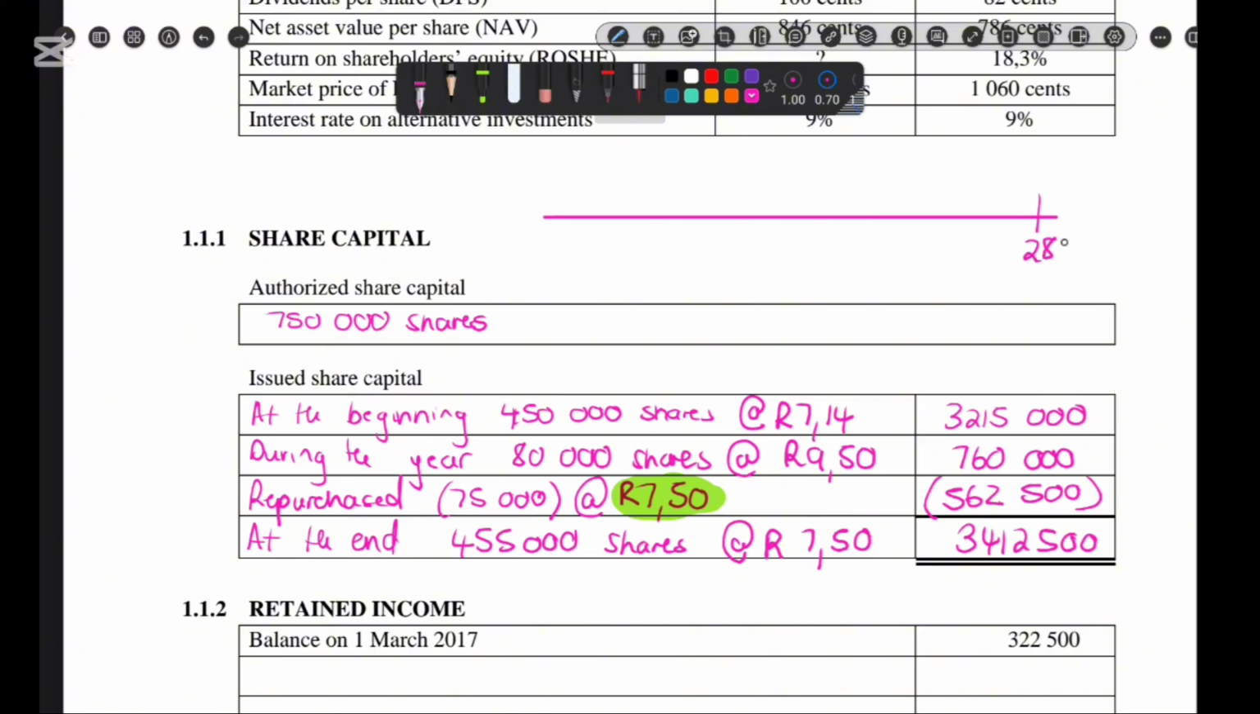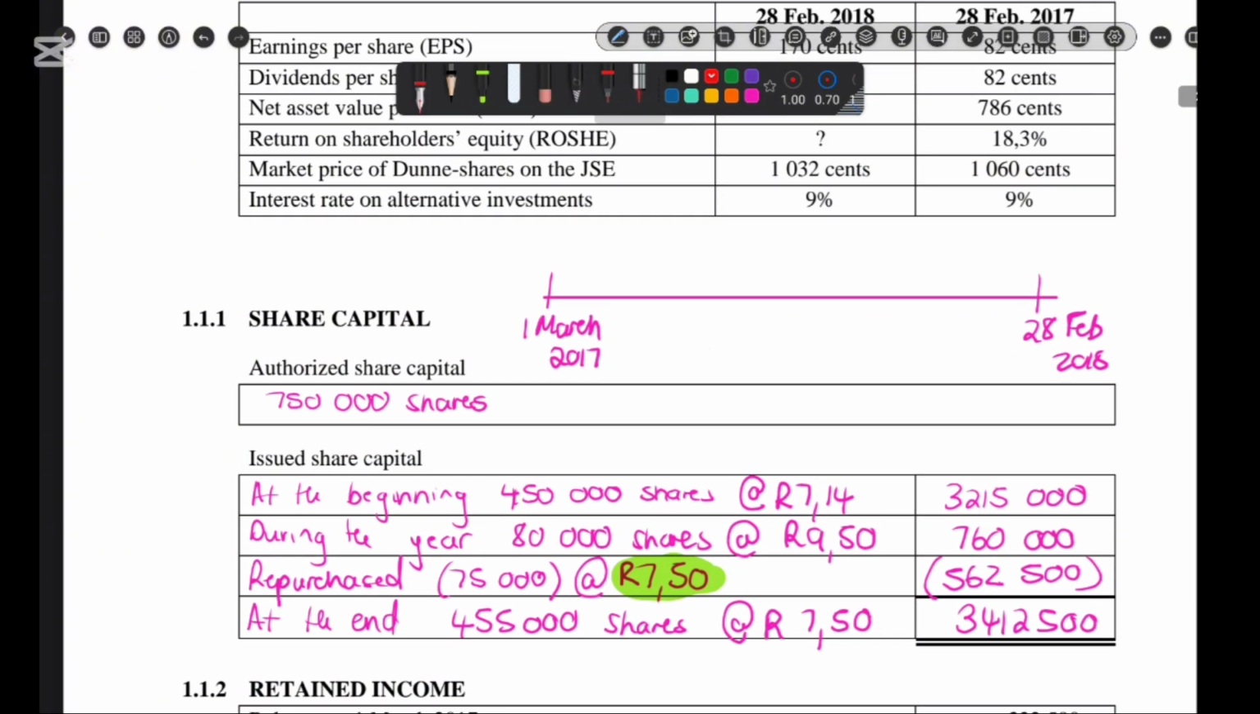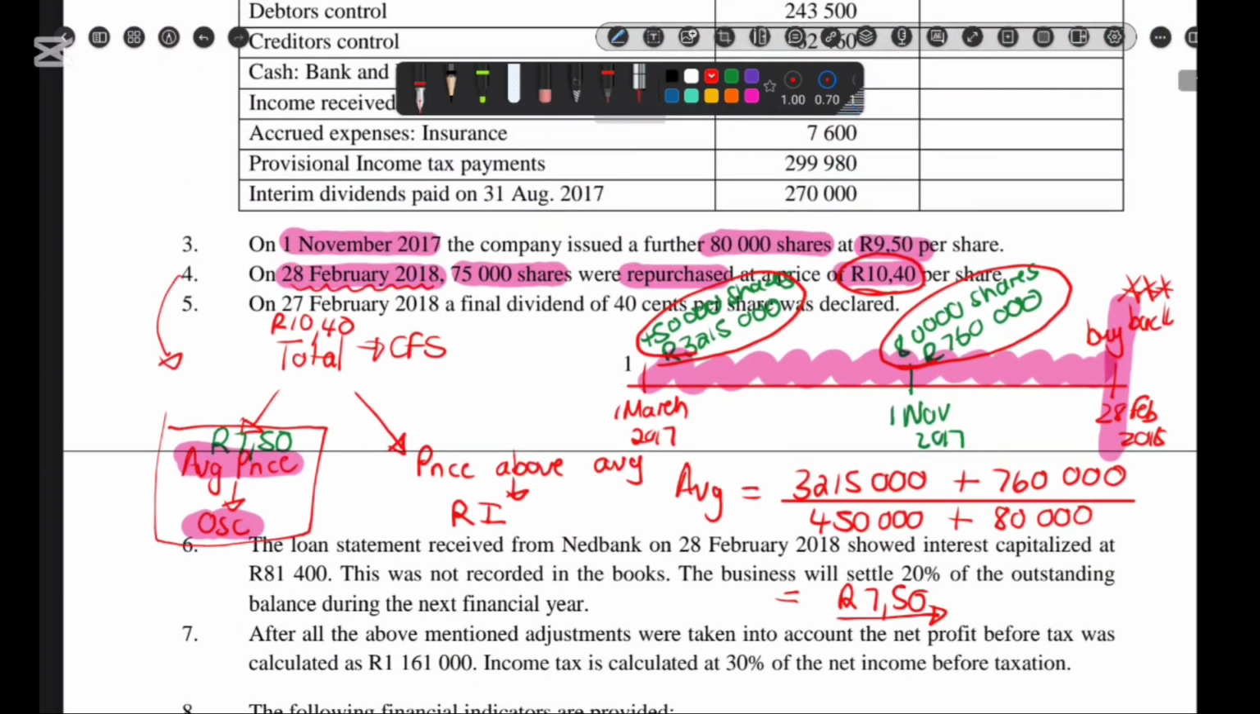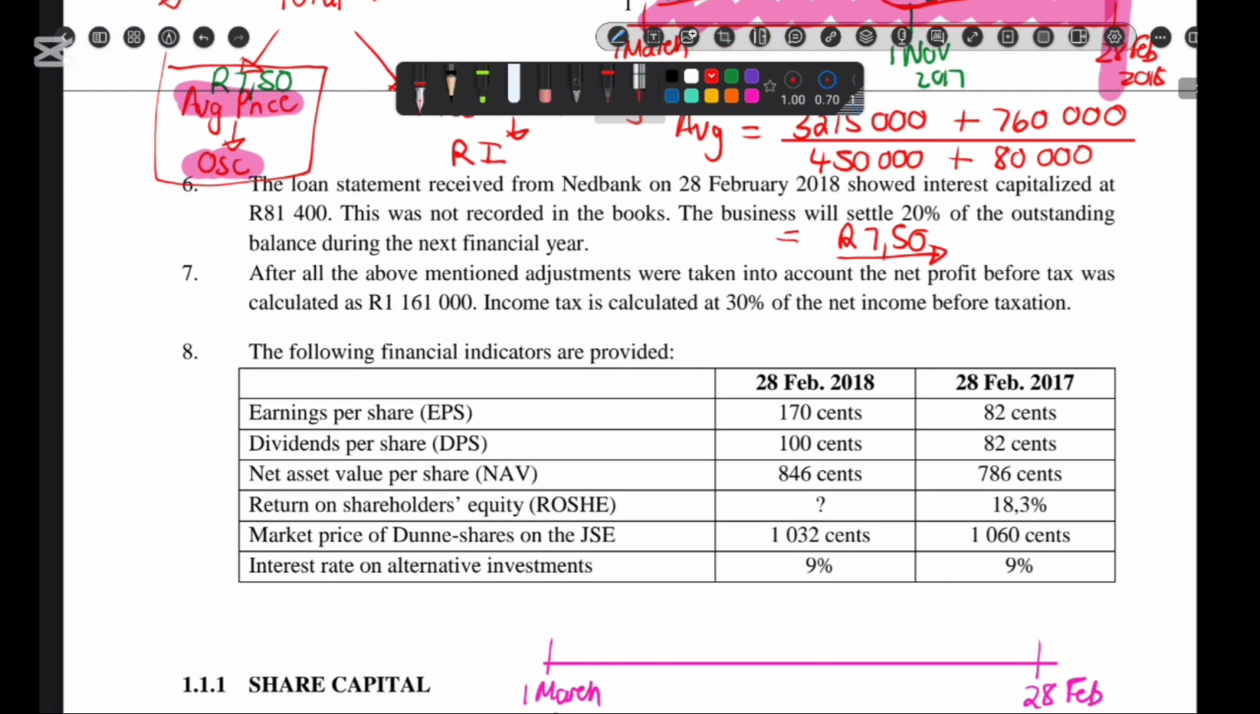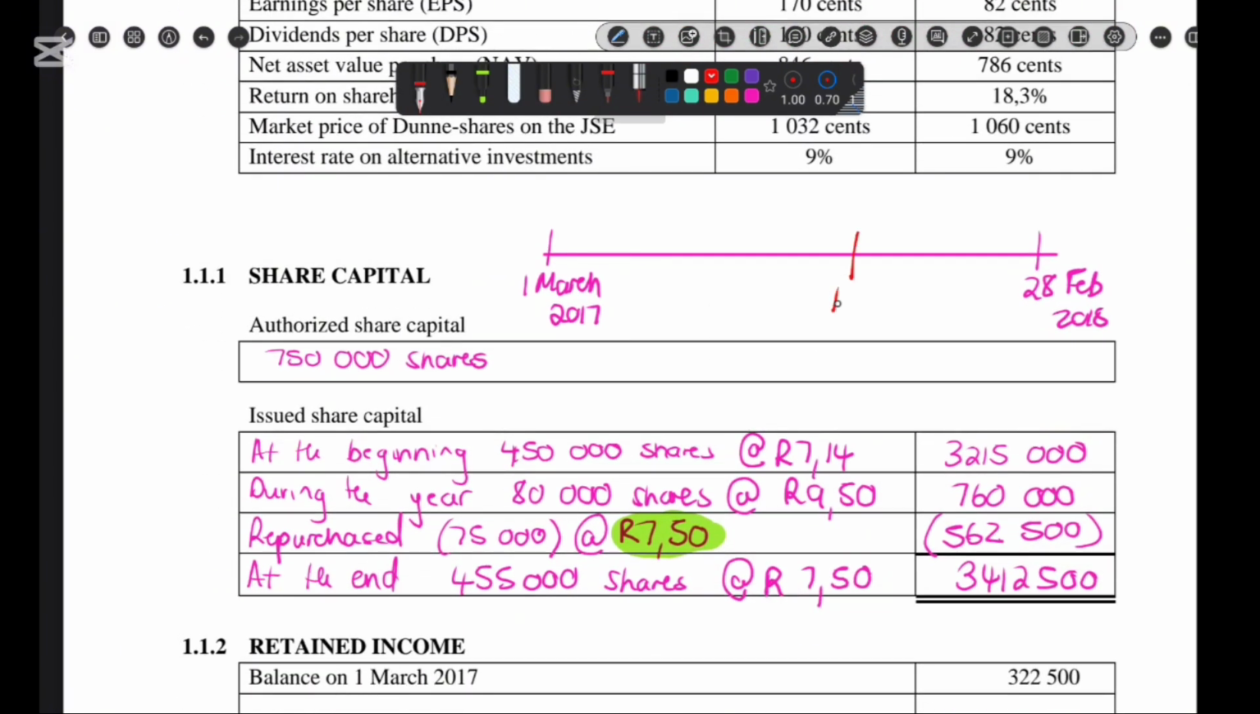Go and write your year, then 1 March 2017. Then what you're going to do is you're going to go and put in your during, your shares issued during the year. You go and look at what date your shares were issued during the year. So we saw that the shares were issued during the year on the 1st of November 2017. I'm going to put that in my timeline. So somewhere here, 1 November 2017, my shares were issued. This is my shares were issued during the year.